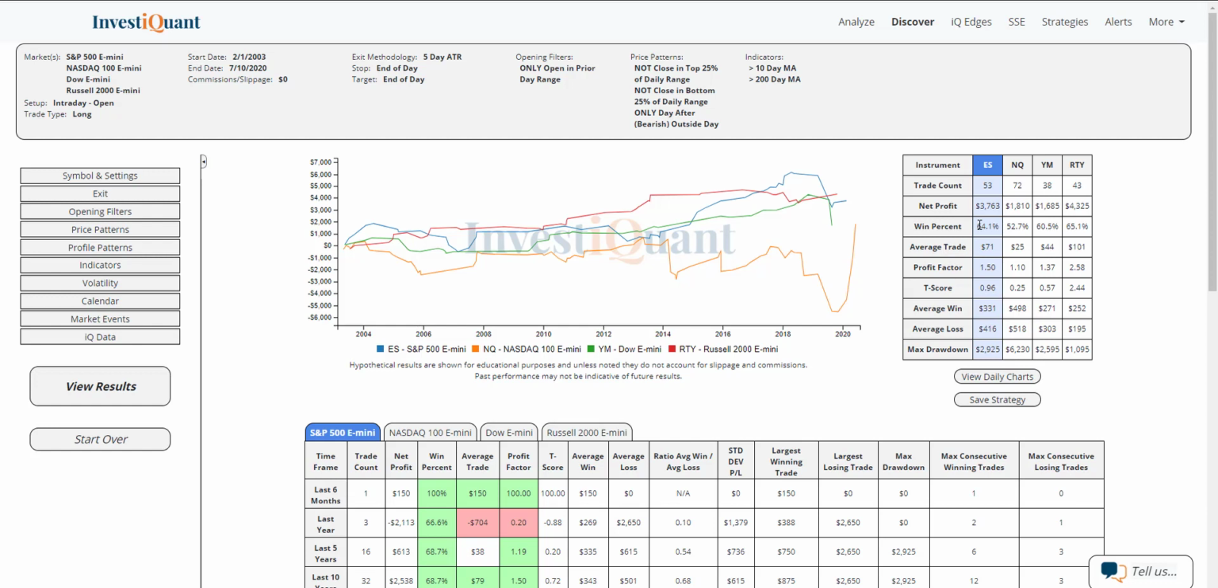And looking at the win rates, none of these are bearish. The NASDAQ is the weakest at 53. I wouldn't really call that bullish either. But none of these are showing bearish win rates historically.